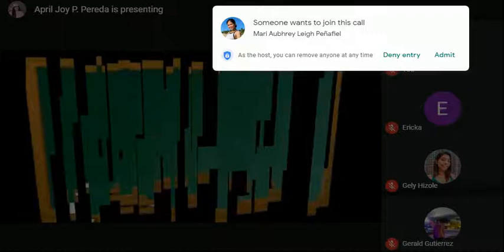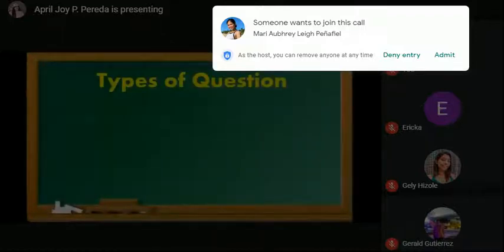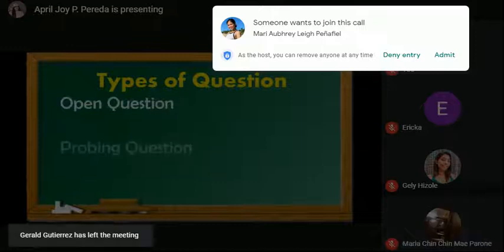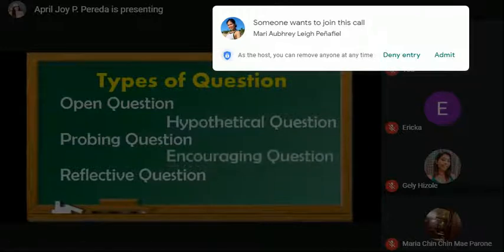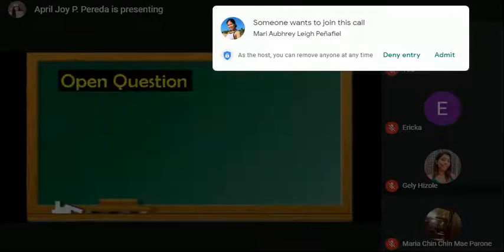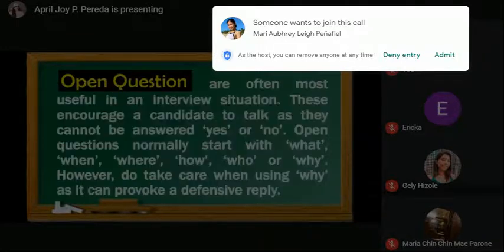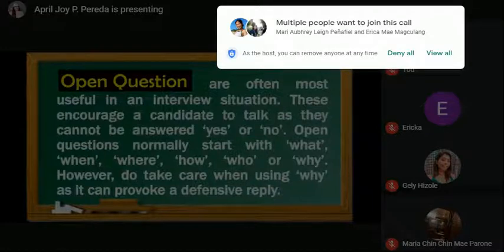So we have the types of questions: open question, probing question, reflective question, hypothetical question, encouraging question, and closed question. Open questions are often more useful in an interview situation. This encourages a candidate to talk as they cannot be answered with a yes or no. Open questions normally start with what, when, where, how, who, or why. However, do take care when using why, as it can provoke a defensive reply.